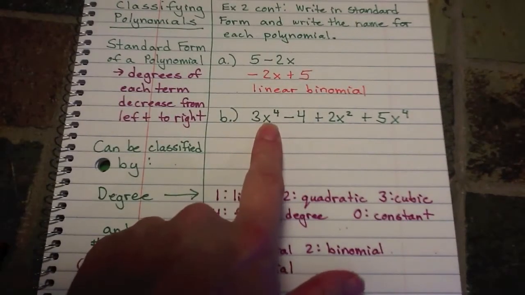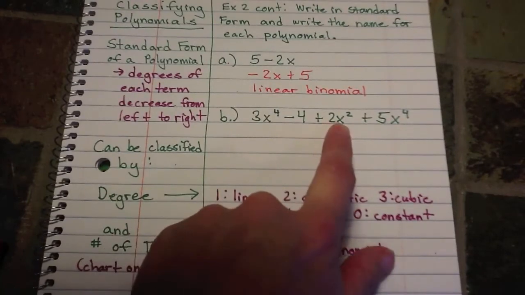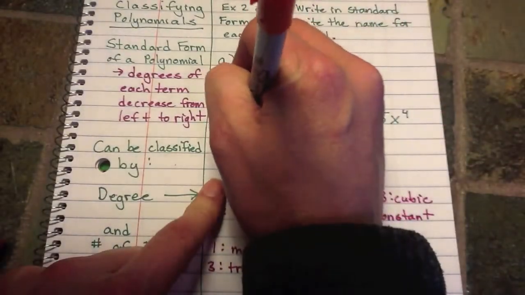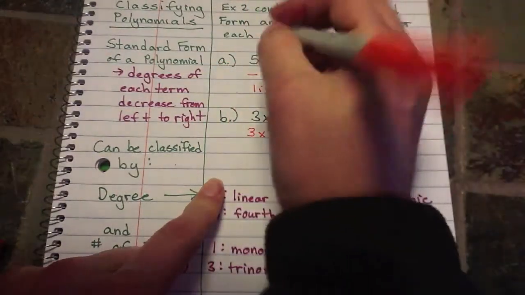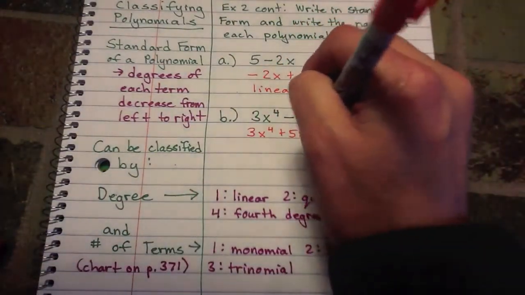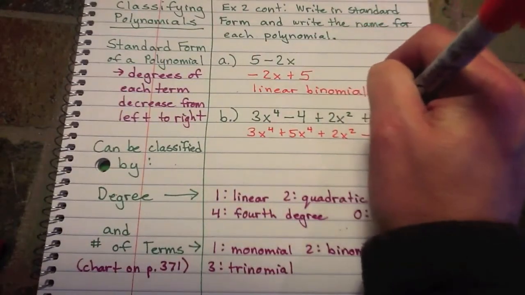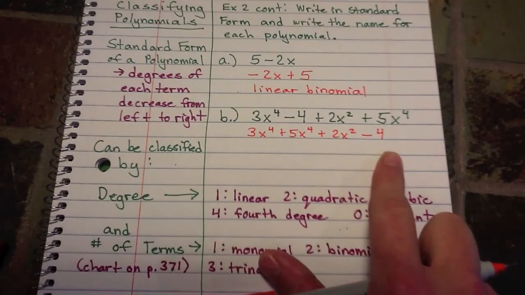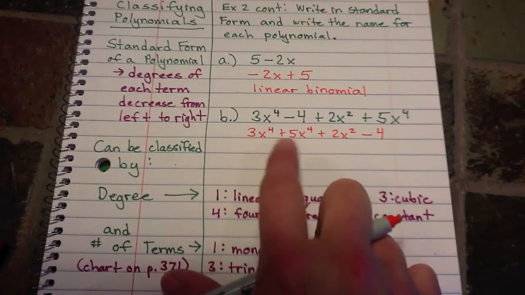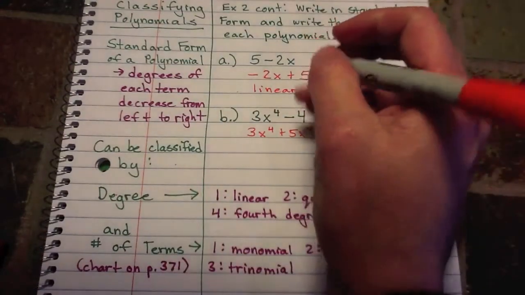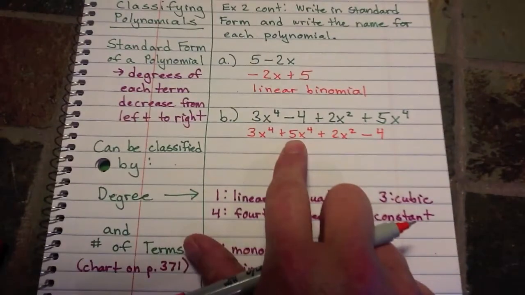I have a degree of 4, a degree of 0, a degree of 2, and a degree of 4. So I'm going to write these in order. I have 3x to the 4th. This other x to the 4th needs to come forward, plus 5x to the 4th, plus 2x squared, subtracting 4. 4, 4, 2, 0 are my degrees. So it's in order. Only thing is I've got like terms here. This is going to tie into our next example. When you have like terms, you need to go ahead and combine them. So when I combine these, I end up with 3 plus 5, which is 8.